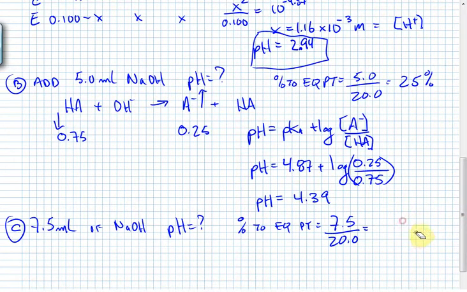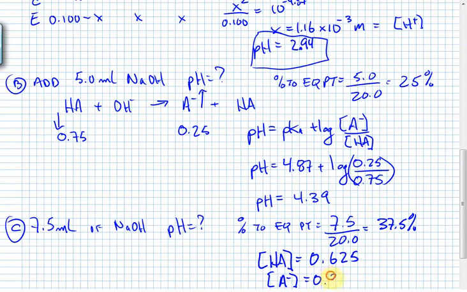Excuse me. I'm sorry. We are 37.5% to the equivalence point. Therefore, the HA concentration has decreased to a relative 0.625. The A minus concentration has increased to a relative 0.375.